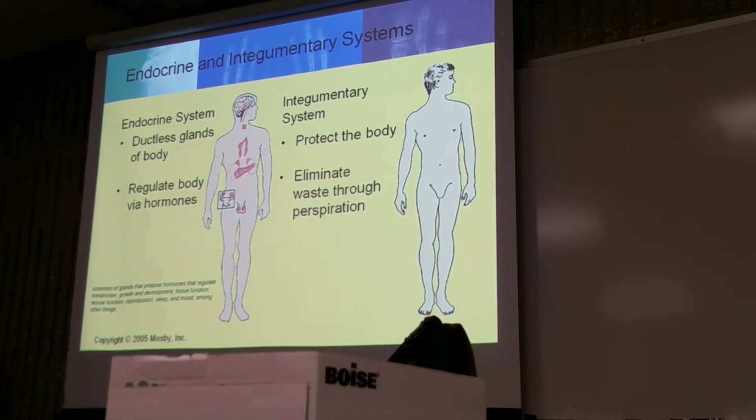And then you have your endocrine and integumentary systems. The endocrine system is a ductless system that regulates the hormones. I put this little blurb down here. Do you guys have this on your slides? You don't even have access to your slides yet, right? Okay. Anyways, a collection of glands that produce hormones that regulate metabolism, growth and development, tissue function, sexual function, reproduction, sleep, and mood, among other things, is the responsibility of the endocrine system.